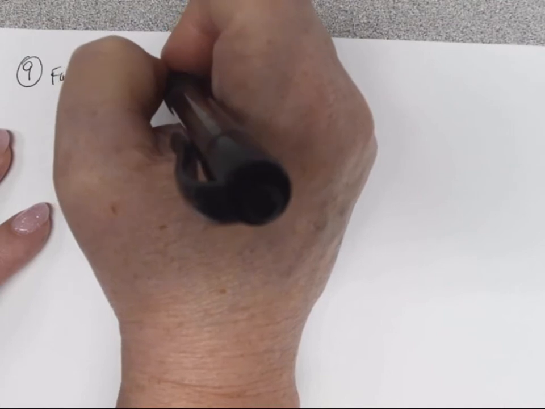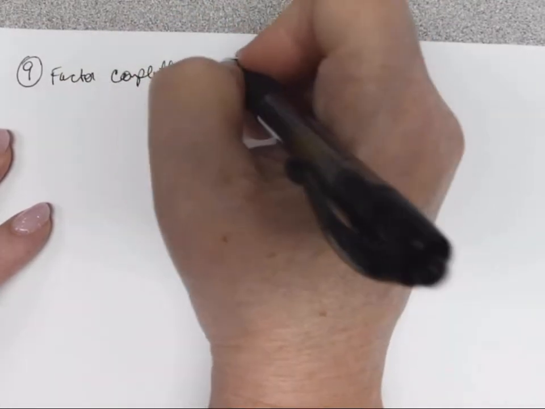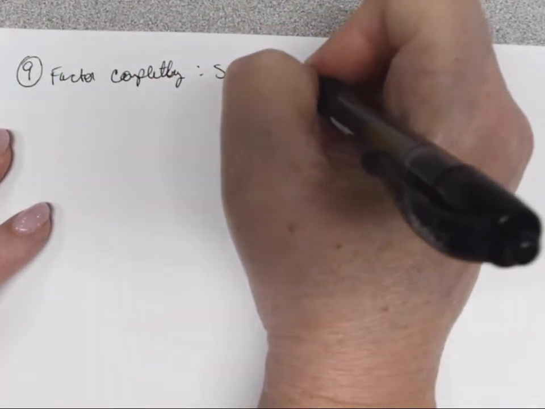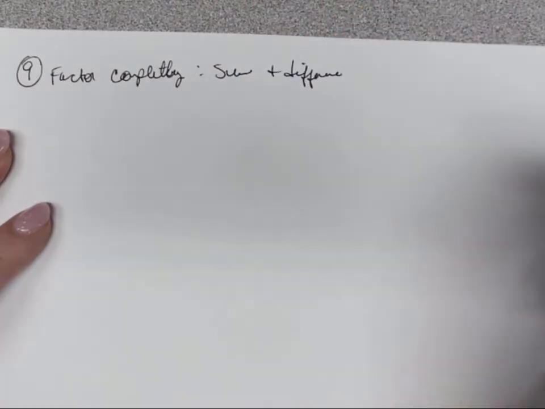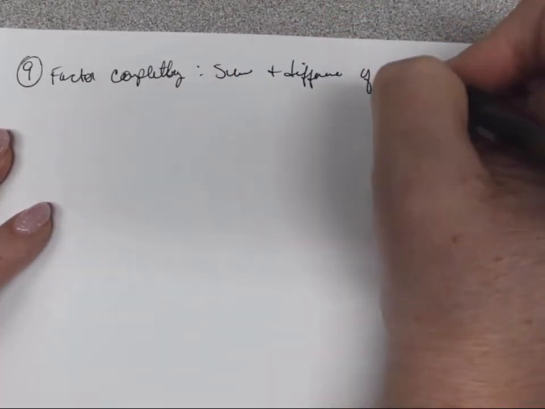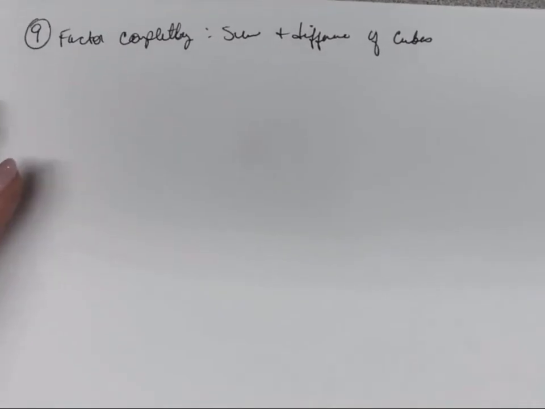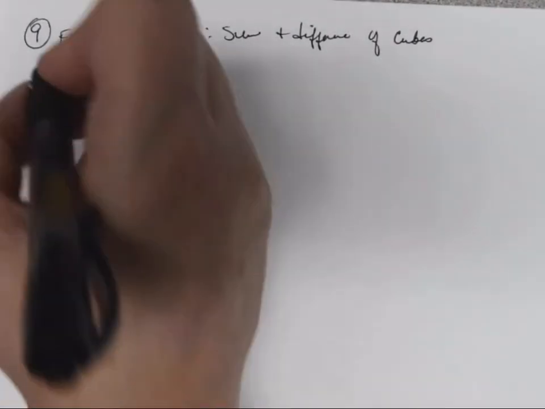Completely. And we're doing the sum and difference of cubes. So now we're looking for perfect cubes. There are two formulas that go with this.